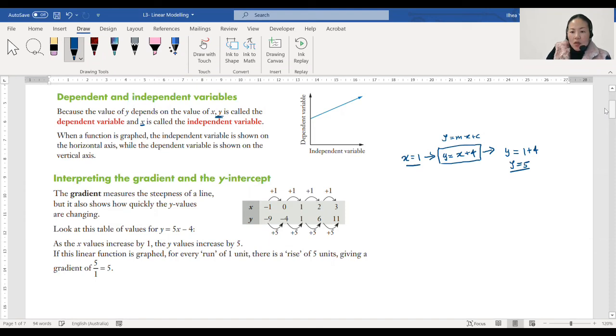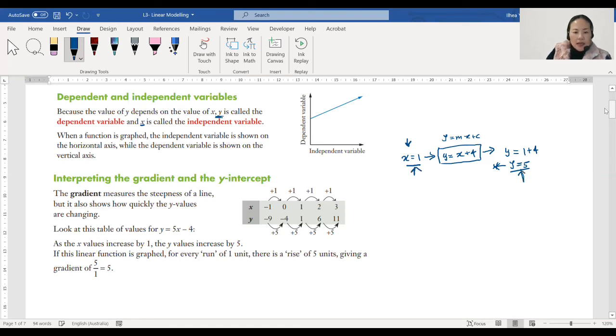So the x is independent because it can be any value. We can choose any value, any x, put it in. But because it depends on the x value, your y value will change. That's why y is your dependent variable, because y is depending on x values. But x is free. X can be anything. Free to move around. Okay, so that's what it means. So remember that. X is independent and y is dependent.